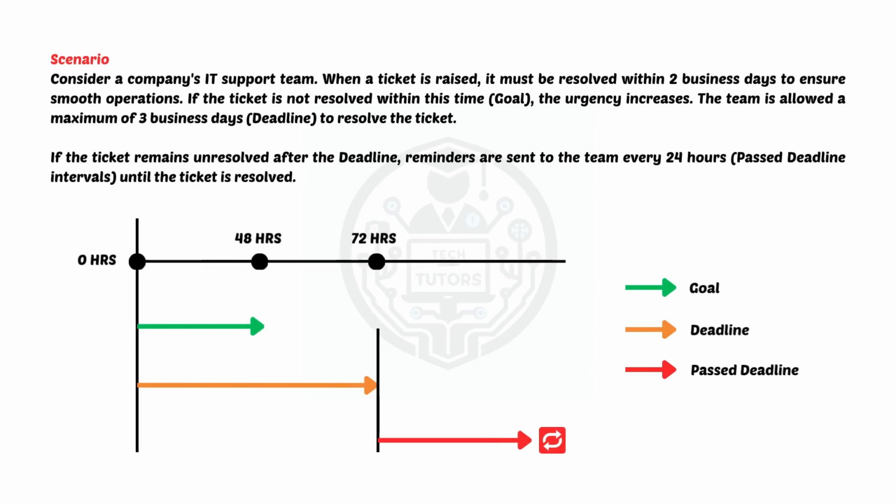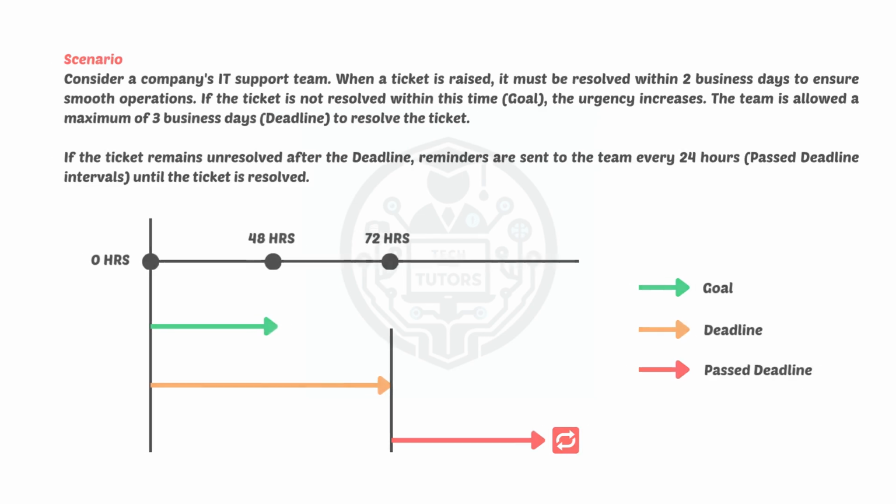Let's understand SLA with a real-world example. An IT support team must resolve tickets with a goal of addressing them within 2 business days and a maximum deadline of 3 business days. If tickets remain unresolved beyond the deadline, reminders are sent every 24 hours, and urgency increases with each interval. This approach ensures that all tickets are handled on time.